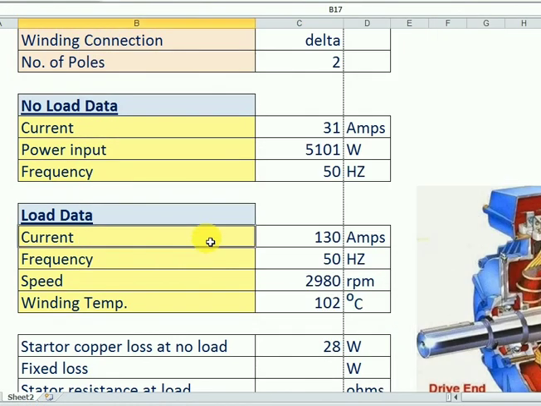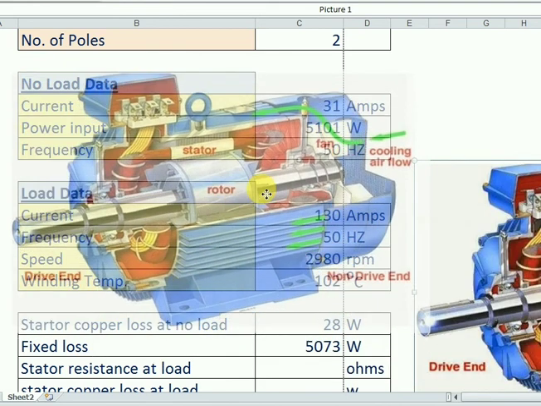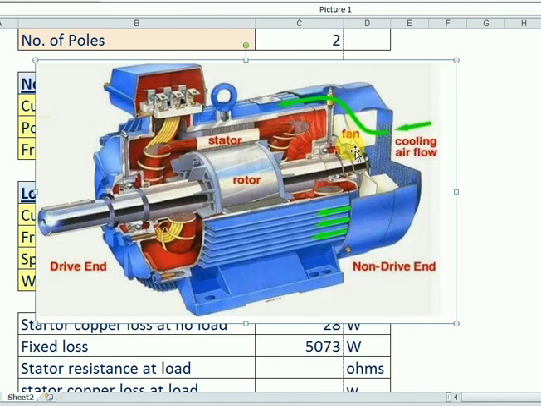So we'll get 5073 as the fixed loss. Around 5 kilowatt is consumed only for the fan cooling, the bearing and the magnetic core loss. Next, the stator resistance at load, because we want to find out the stator power.